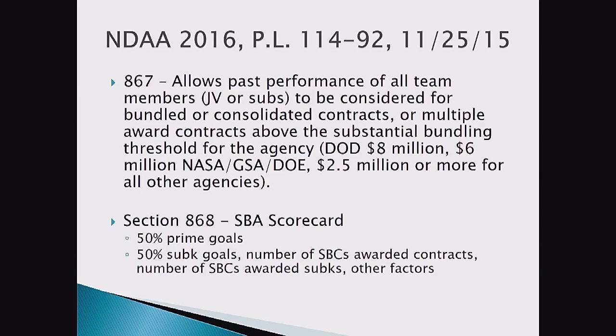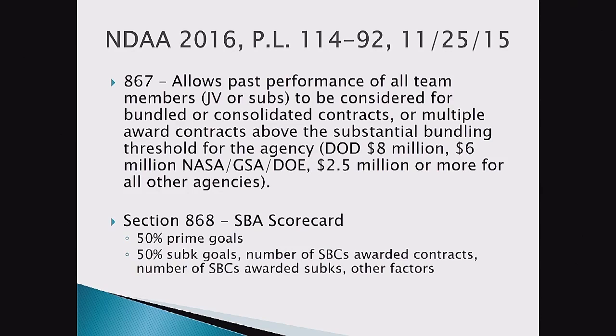If they have past performance, we think you should consider that because they're the ones who are actually going to be performing. Section 868 changed the scorecard, the way we rate agencies. Every year we give an agency a grade and the government a grade. Up until recently, 80% of that was made up of your prime performance, 10% was subcontracting, and then 10% was a peer review of how the agency was doing in terms of small business contracting.